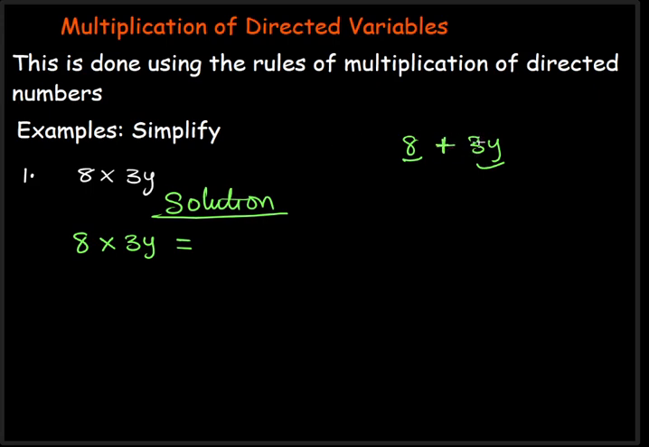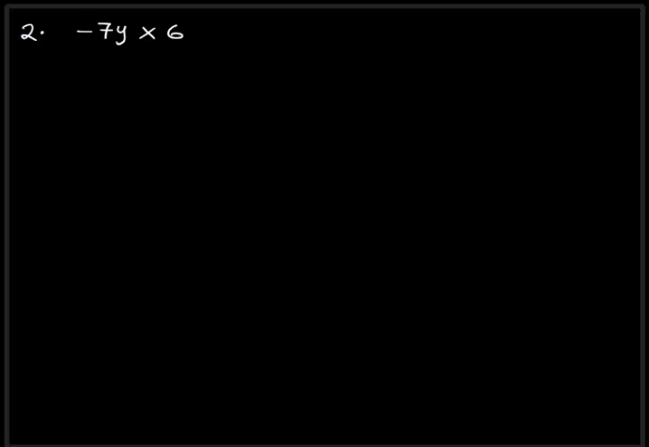You can't do anything again here. But if you are to multiply, you can multiply. So we are in the multiplication phase right now. So let's see what we have. 8 times 3y. The numbers will multiply. 8 times 3 will give us 24, and then y. So 24y.